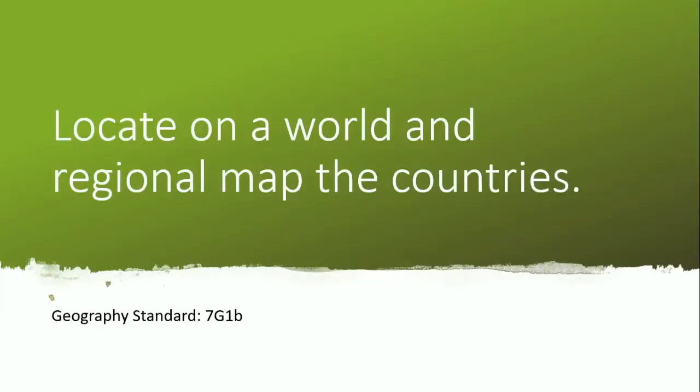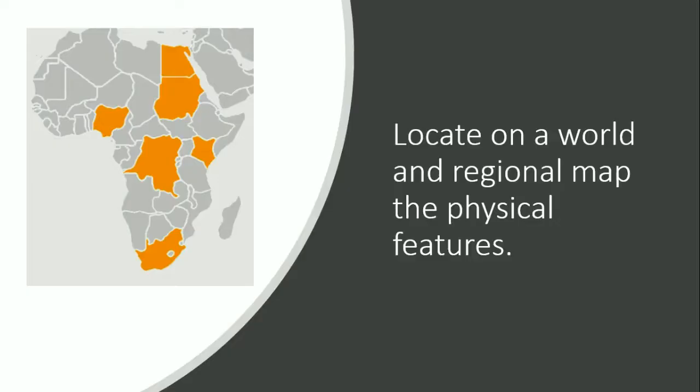The next geography standard reads, locate on a world and regional map the countries of Democratic Republic of the Congo, Egypt, Kenya, Nigeria, South Africa, and Sudan. Yes, out of the 50-plus countries on the African continent, you only have to be able to locate 6 of them. The Democratic Republic of the Congo is right here, in the center of the continent.